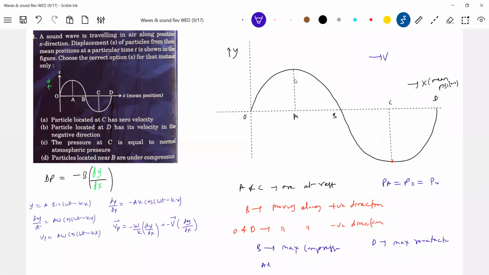So A, B, C is compression. From A to B, actually A you should not take, because A cannot be compression or rarefaction. So there is no compression, no rarefaction. So between A and C is compression.